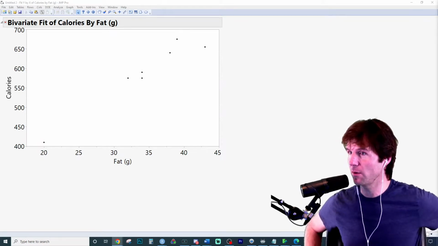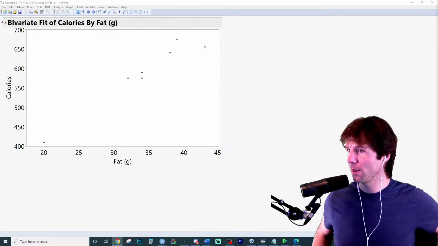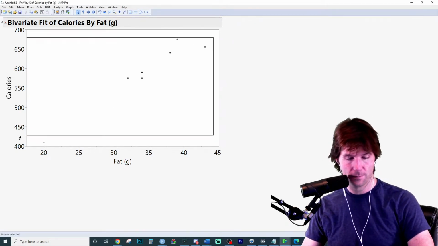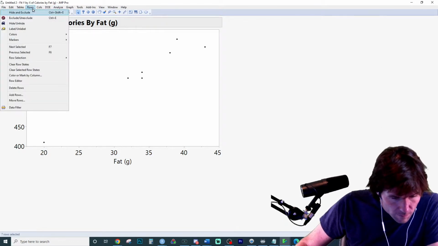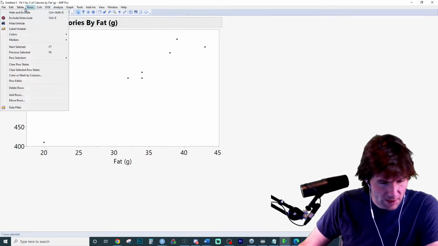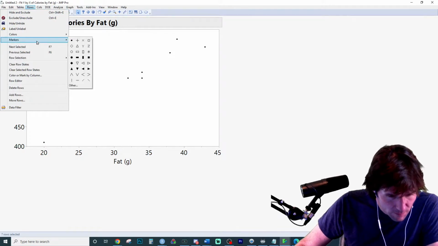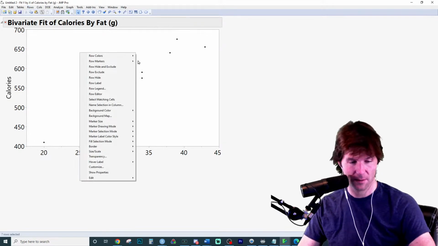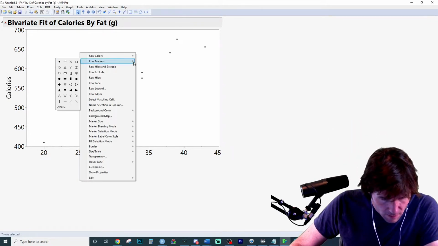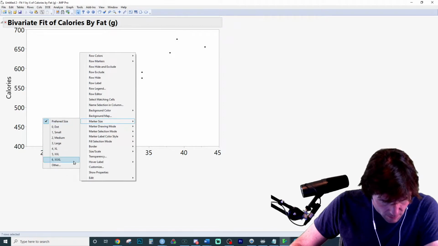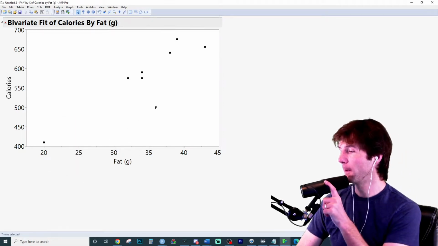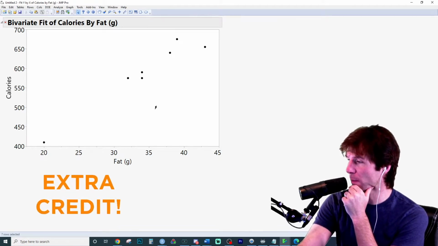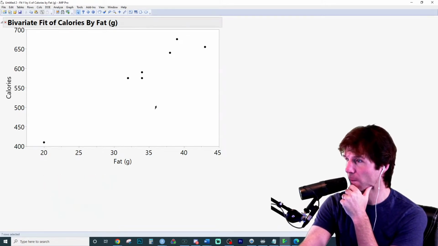It looks to me like there is, we haven't finished it yet. Looks to me like there's a what between fat and calories right here. I swear there's a way to do the size bigger. Mark size. There we go. Oh, great job, Jessica. Positive linear relationship. That's 100 points right there. Positive linear relationship. I would say so.